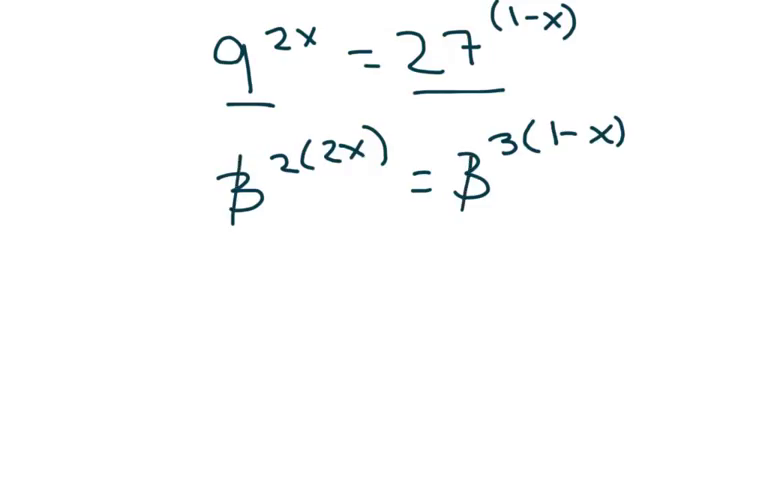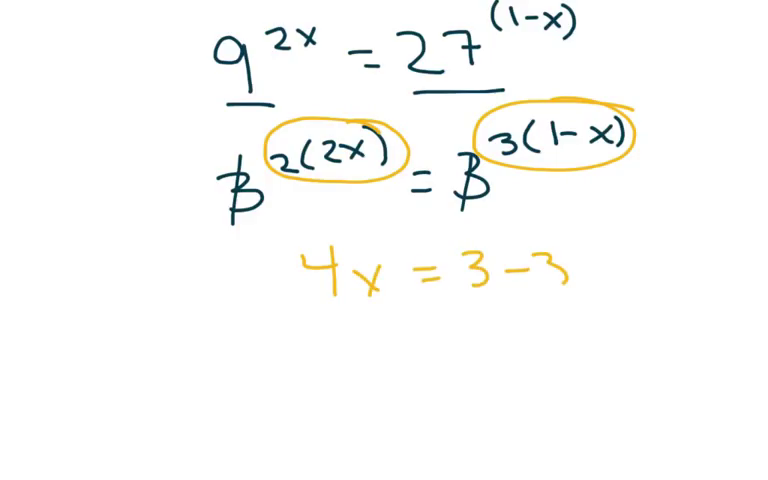My bases are the same, so basically I'm solving for x. So we get 4x equals 3 minus 3x. Add the 3x to both sides. So you get x equals 3 over 7. And that's all.